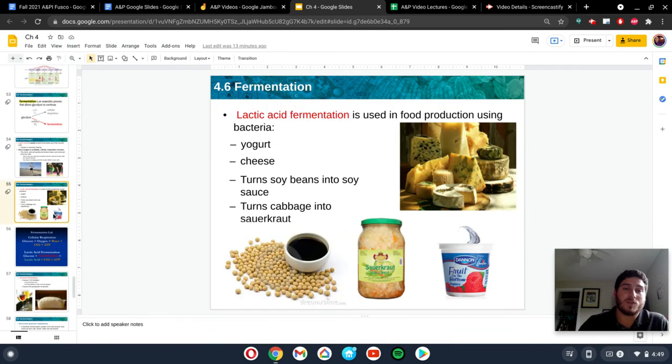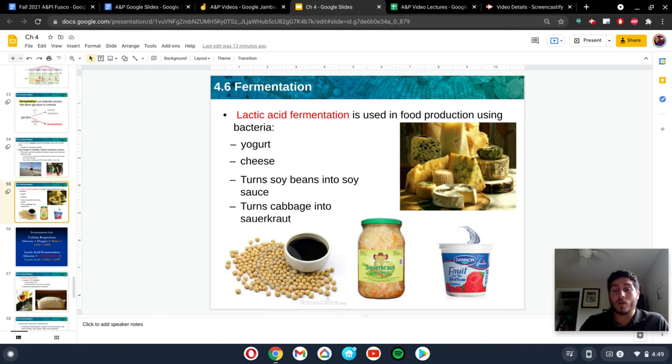Outside of the body, we can see lactic acid fermentation in other products. We see it in yogurt, cheese, soy. We see it in a whole bunch of different locations, and we could use it in the world. So it's not just something humans experience. We could use lactic acid fermentation for creating numerous foods and for other reasons.